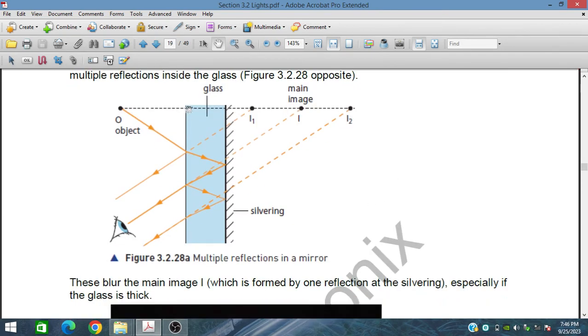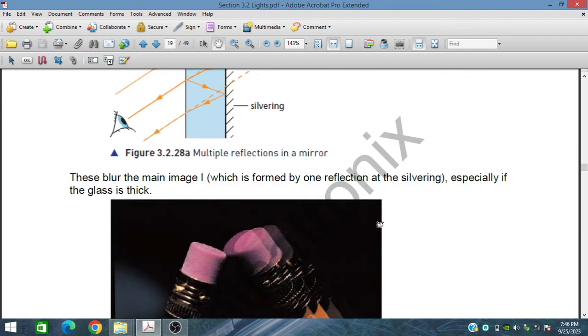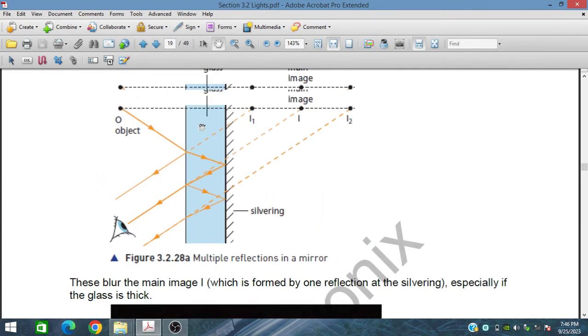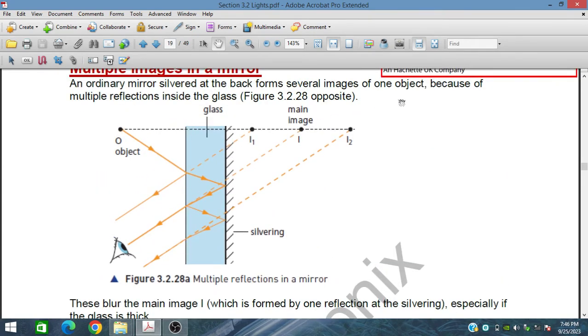But in the case of a front polished mirror, this can also be tackled, and in that case the problem is absent in a front silvered mirror, but such mirrors are easily damaged. So if you polish at the front side, then this blurring phenomenon of multiple images can be avoided, but the mirror can easily be damaged.